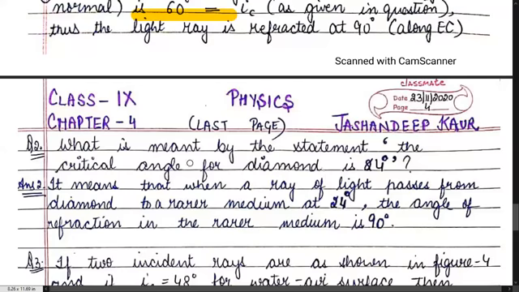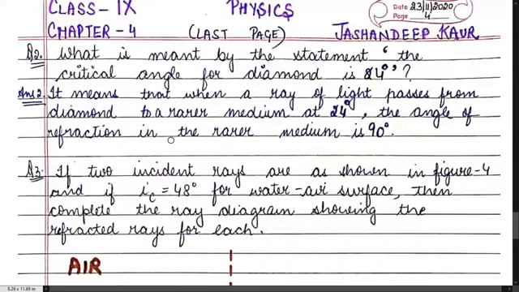Now the second question is, what is meant by the statement that the critical angle for diamond is 24 degrees? Students, it means that when a ray of light passes from diamond, which is a denser medium, to a rarer medium at an angle of incidence of 24 degrees, then the angle of refraction in the rarer medium will be 90 degrees.